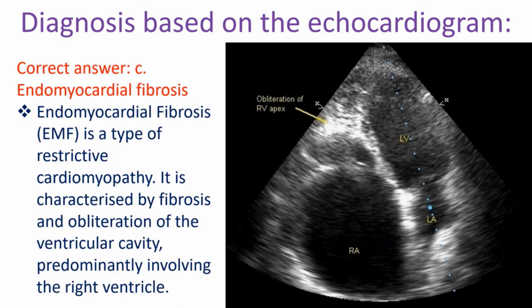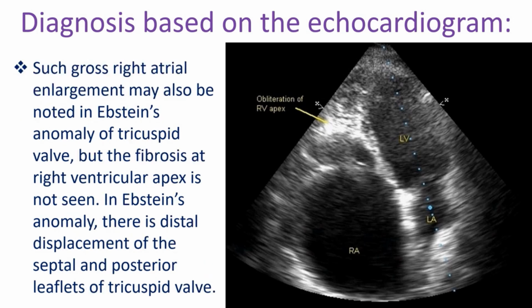Endomyocardial fibrosis is a type of restrictive cardiomyopathy. It is characterized by fibrosis and obliteration of the ventricular cavity, predominantly involving the right ventricle. Such gross right atrial enlargement may also be noted in Epstein's anomaly of tricuspid valve, but the fibrosis at right ventricular apex is not seen. In Epstein's anomaly, there is distal displacement of the septal and posterior leaflets of tricuspid valve.